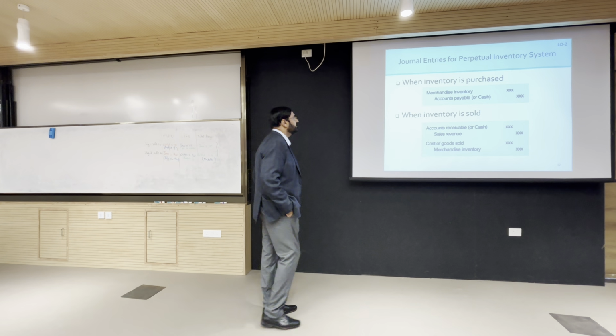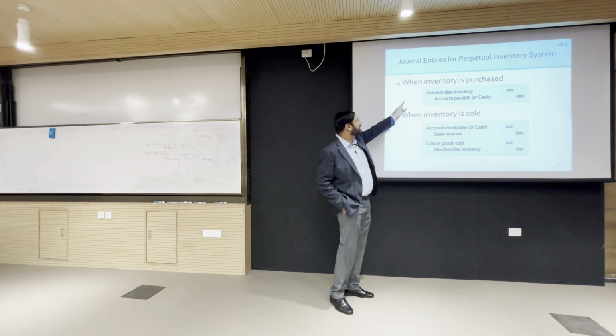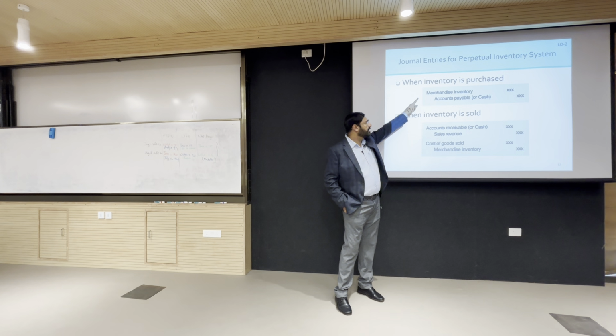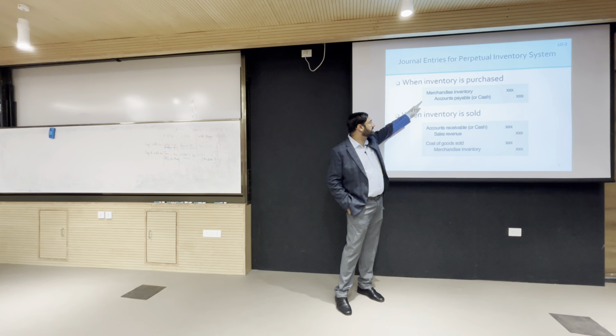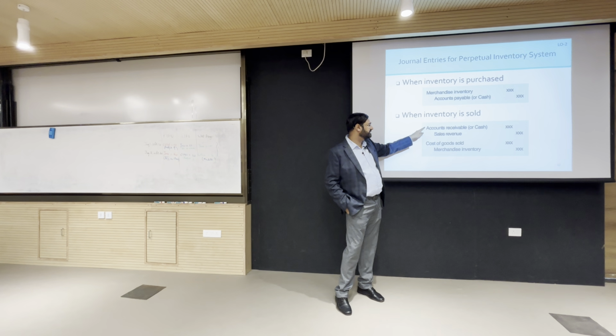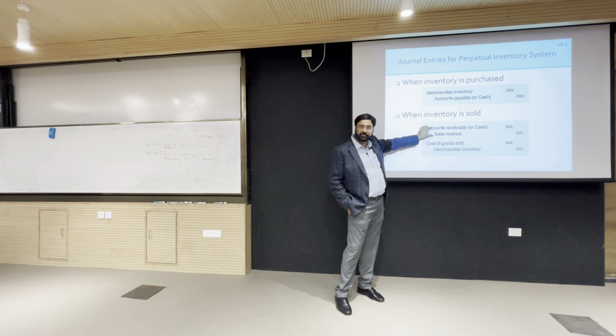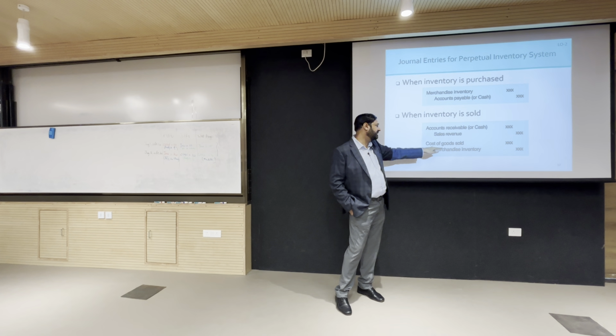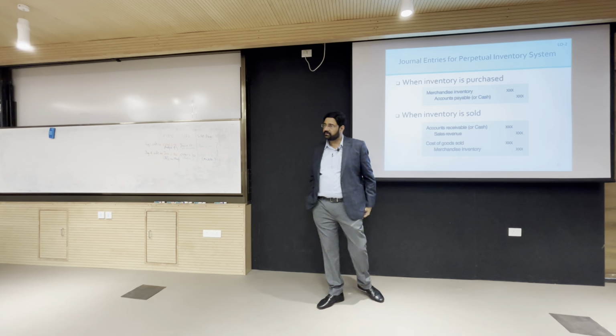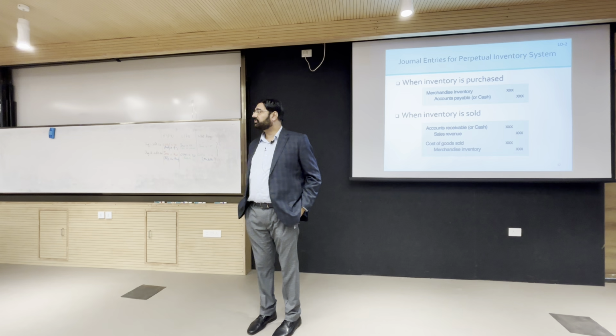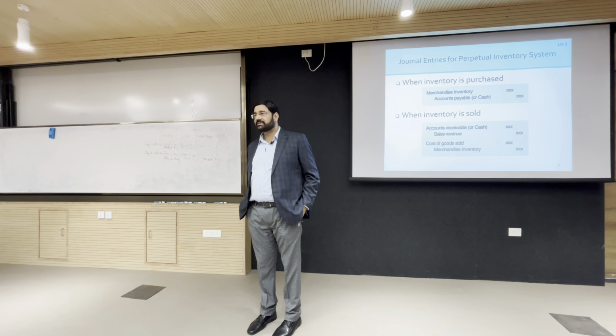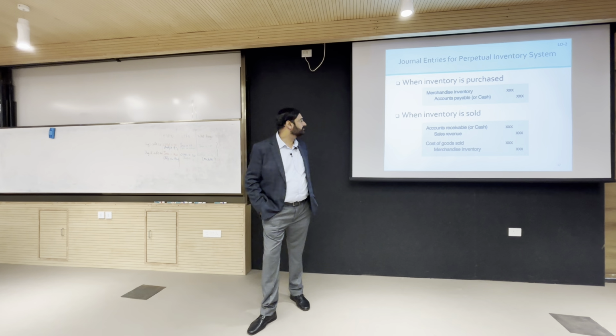So what are the journal entries for perpetual inventory system? When inventory is purchased, we saw that inventory account is debited, accounts payable is credited or cash is credited. When inventory is sold, account receivable is debited, sales revenue is credited, and that was for 100 rupees, and for the cost, which was 80 rupees, cost of goods sold 80, inventory 80, right? So this was our perpetual system of accounting. Next.